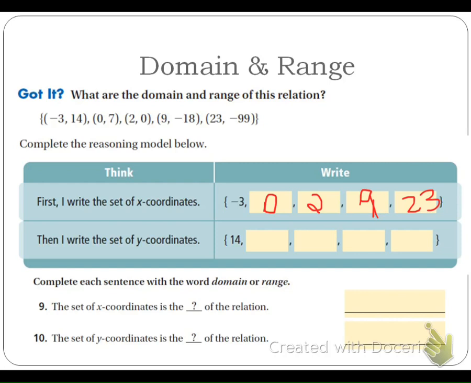Our range is all the Y values. So they started off with 14. If you go to the next ordered pair, you should have 7, then 0, -18, and -99. Pretty easy so far?